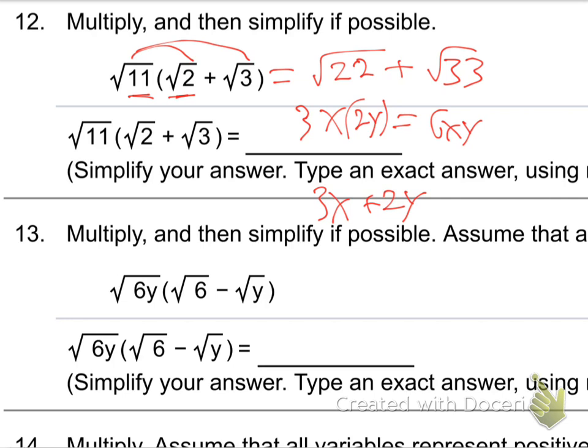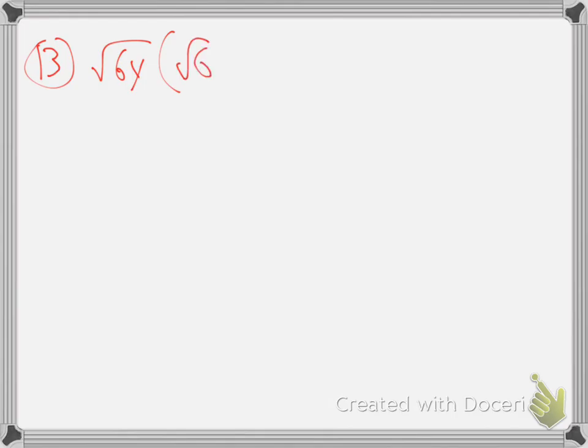Okay, how about 13, root 6 times root 6 minus root y? Okay, now as we move into this one, let me remind you of something that will make the problem really easy if you remember.